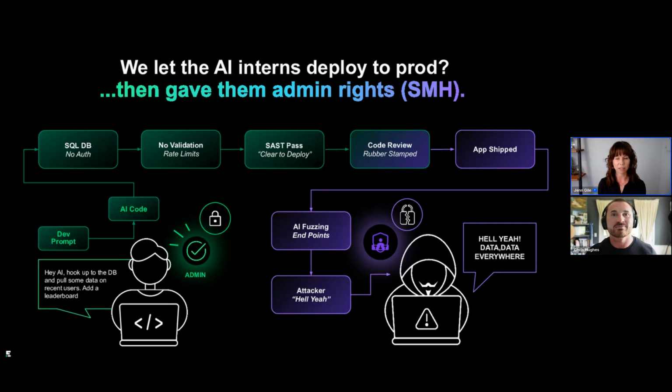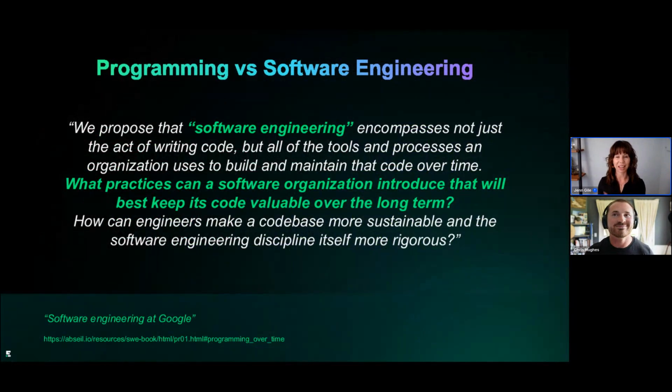Yeah, the level of trust in these tools is really high. Again, they're immature and that trust may or may not be warranted. But I think you teed me up really well for the summary of why this is happening. The reason this is happening is because AI code assistants are not software engineers. They are programmers. And if we take this definition from Google, in which they define what software engineering is, it's not just the act of writing code, which is what Cursor or GitHub Copilot is doing, but all of the tools and processes used to build and maintain that code over time.